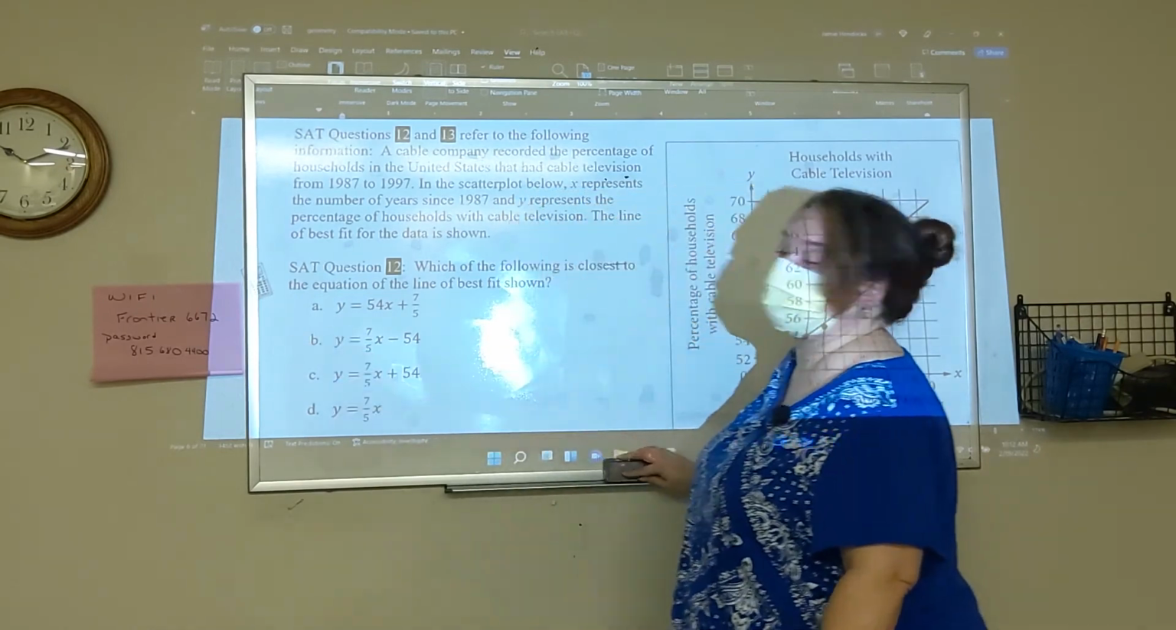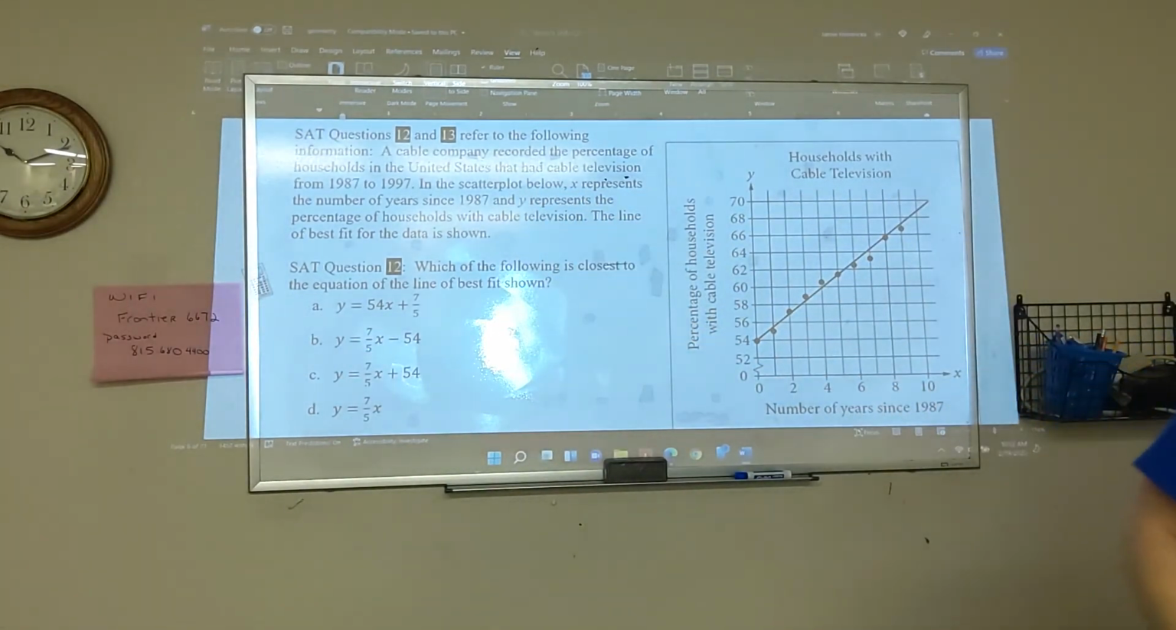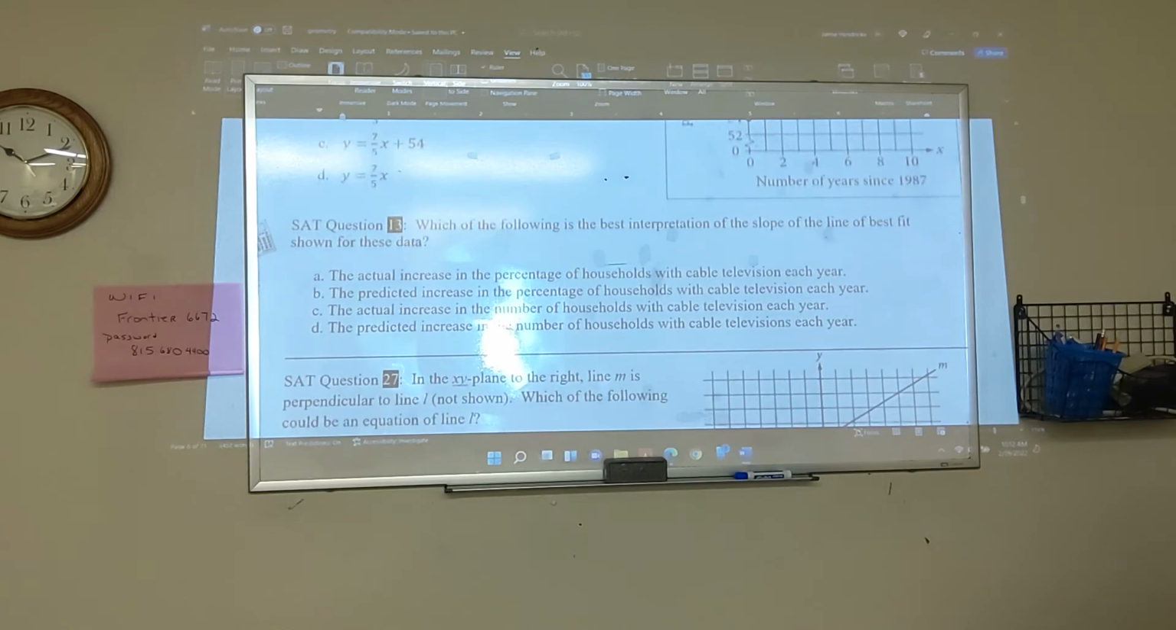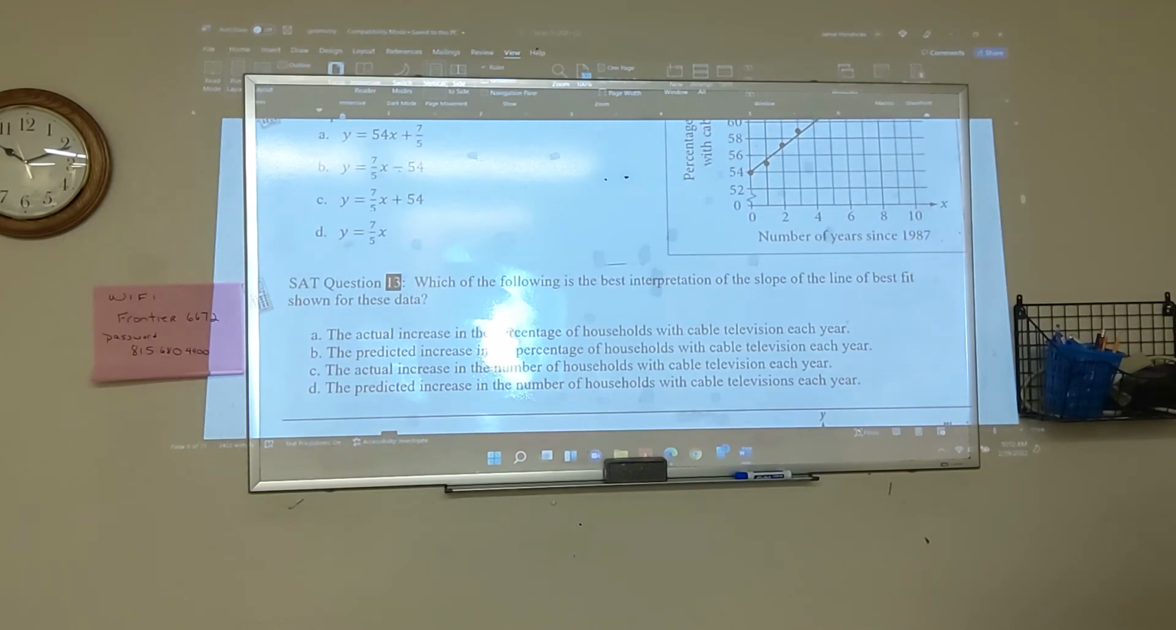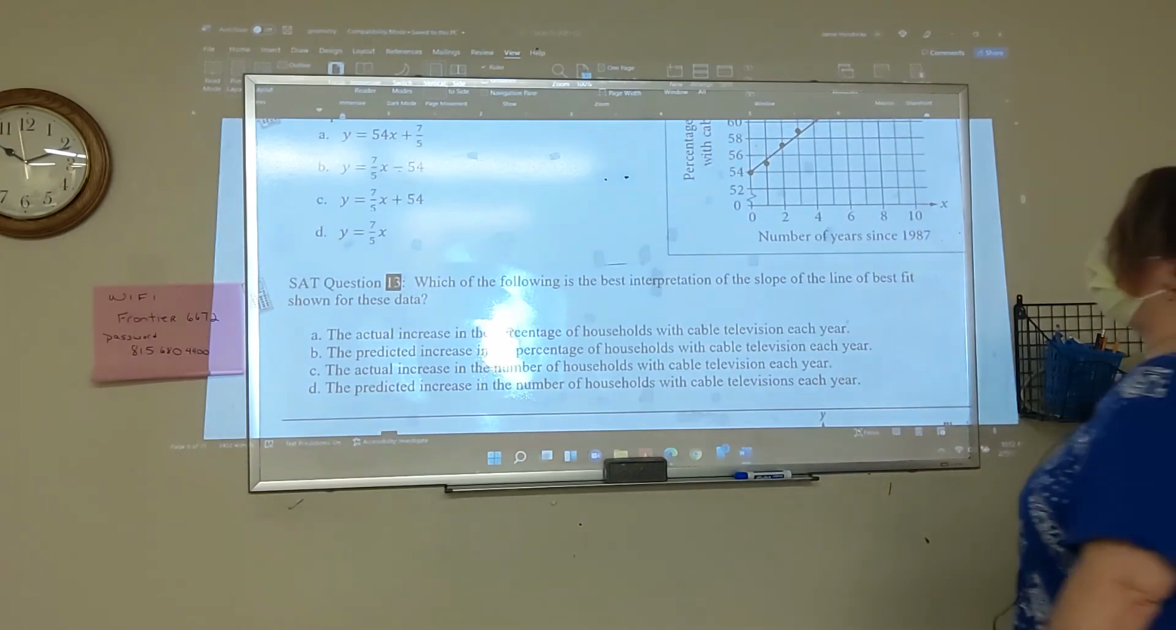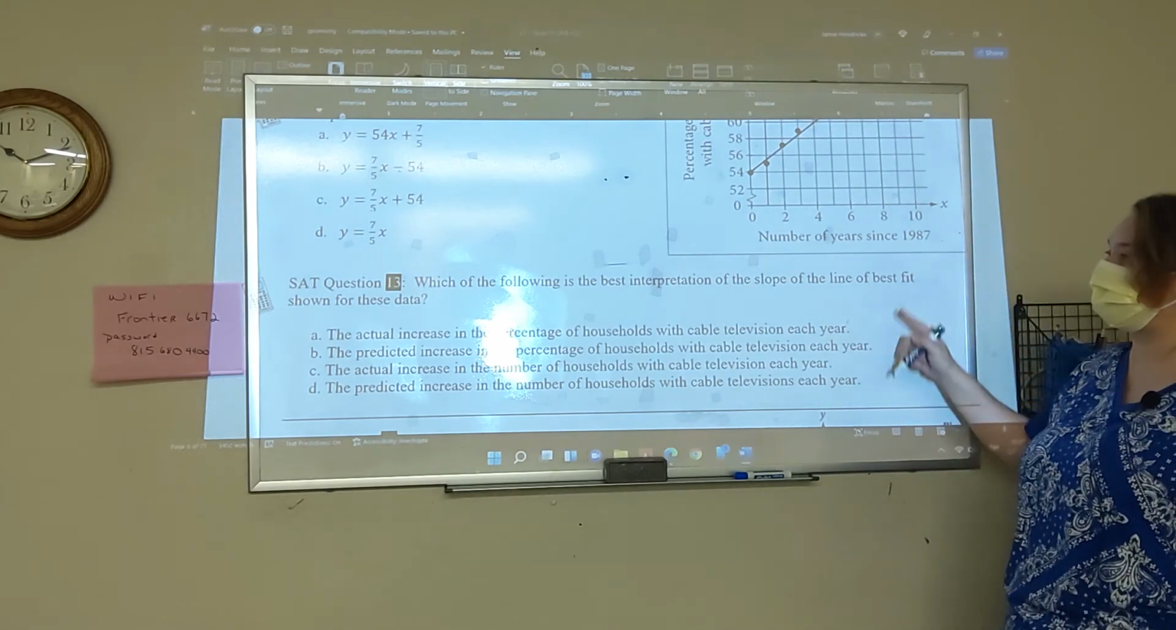All right, we got that. Let's go to number 13. Number 13 is not a math question. Number 13 is a reading question. Which of the following is the best interpretation of the slope of the line of best fit?